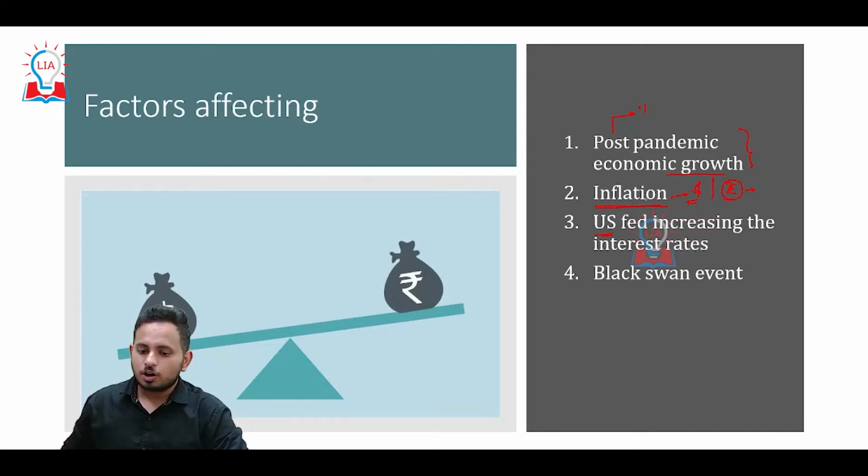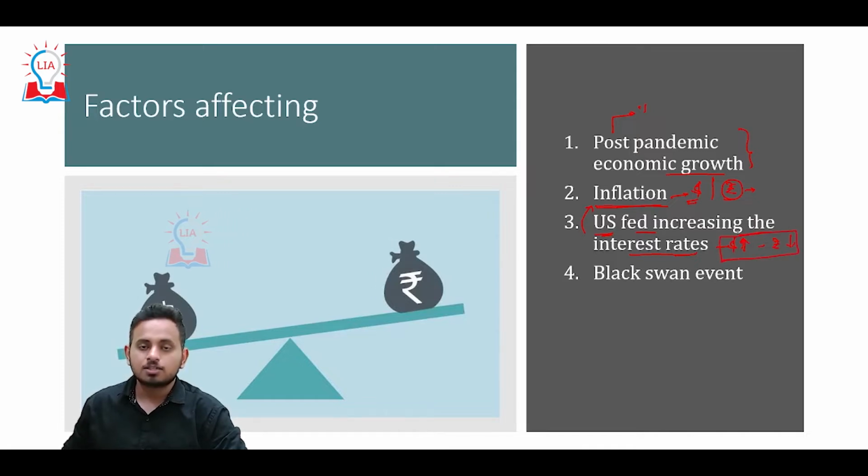This was led by the US Federal Reserve. In order to contain inflation, the US Federal Reserve adopted an increase in interest rates, because of which the demand for the dollar increased. See, in the foreign exchange market, everything is decided by demand and supply. There was a demand and supply mismatch because of the US Federal Reserve increasing the interest rate, and because of this increase in demand, the dollar appreciated and the rupee value started depreciating.